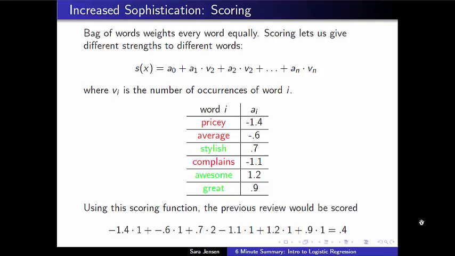All we have to do with the scoring function is use all of the different weights that are occurring in this table and multiply them by the number of occurrences of the word that it corresponds to, and then do this sum, and we end up in the same position we were with the bag of words model, where a positive value is a positive review and a negative value is a negative review.